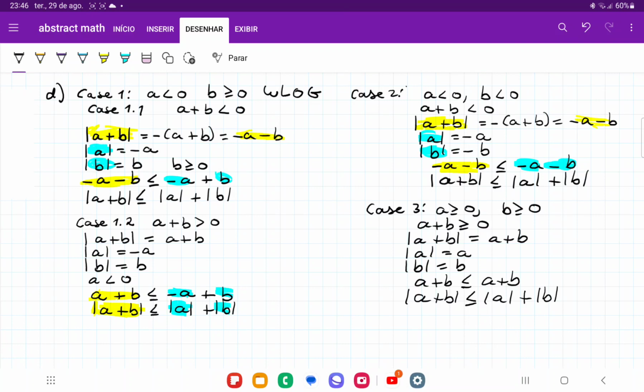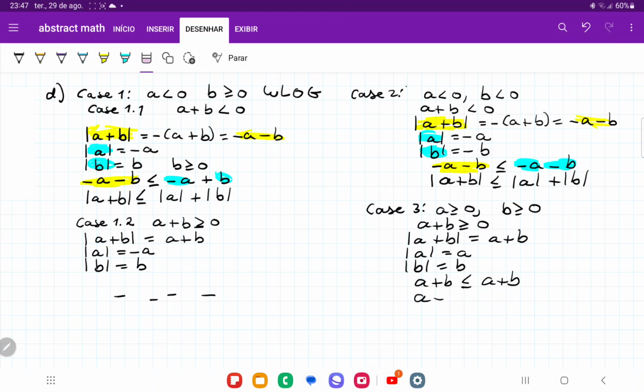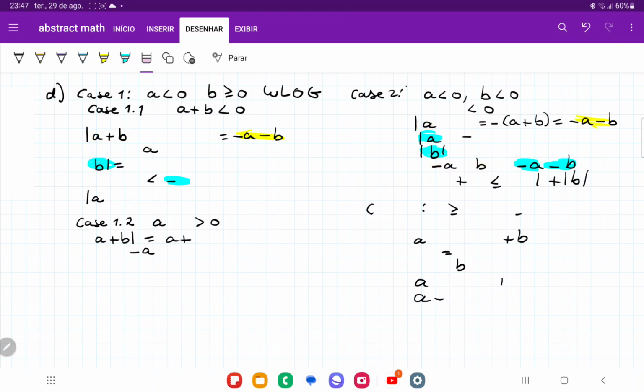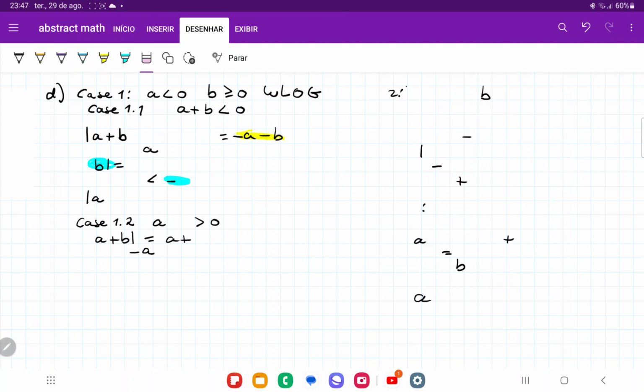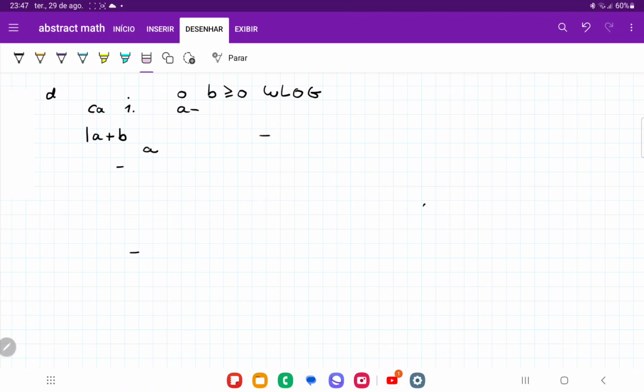Okay, so we have shown here that it is true when they have opposite signs. When they have opposite signs, their sum could be positive or negative. I guess I should have added that here. Yeah, and we have shown the case where they're both negative and where they're both positive. So that is it for item D. And now let's move on to the last two cases. This is turning out to be quite a long problem, but we can do it.